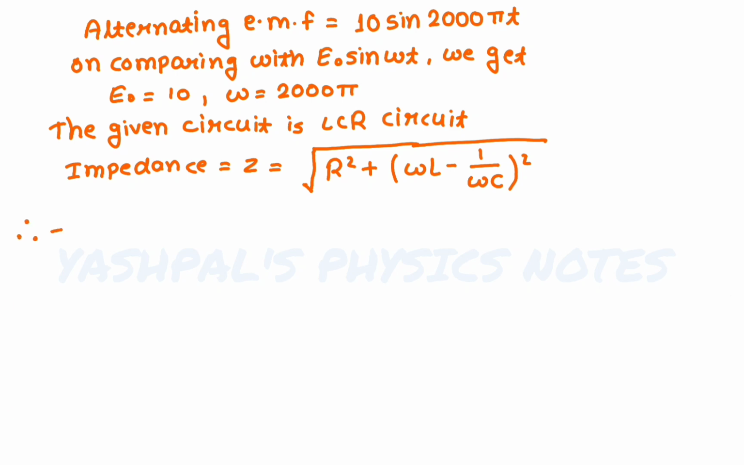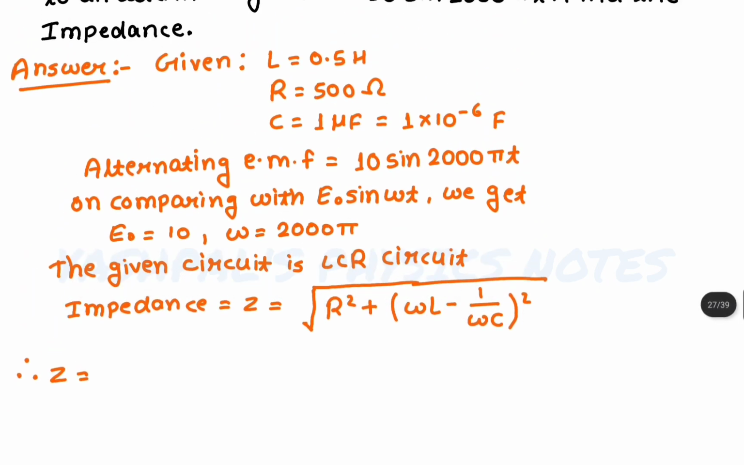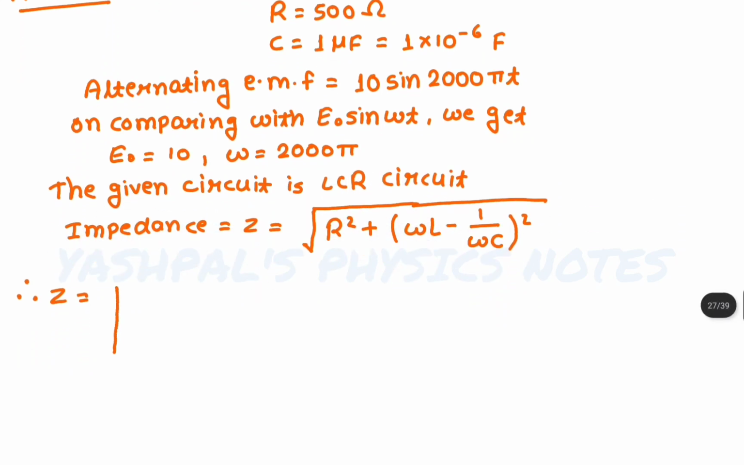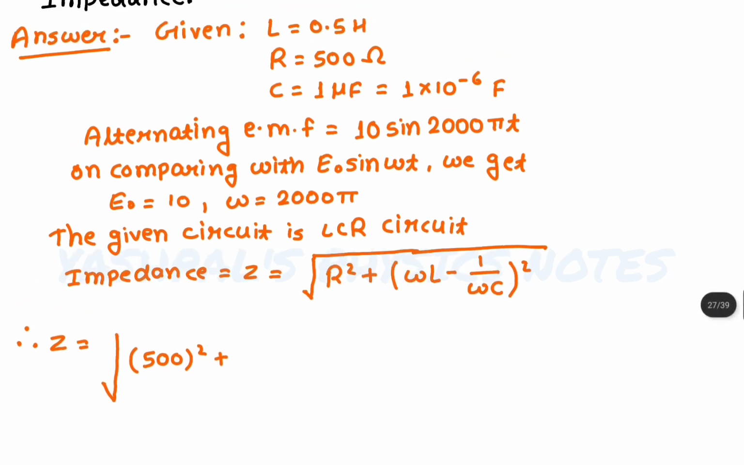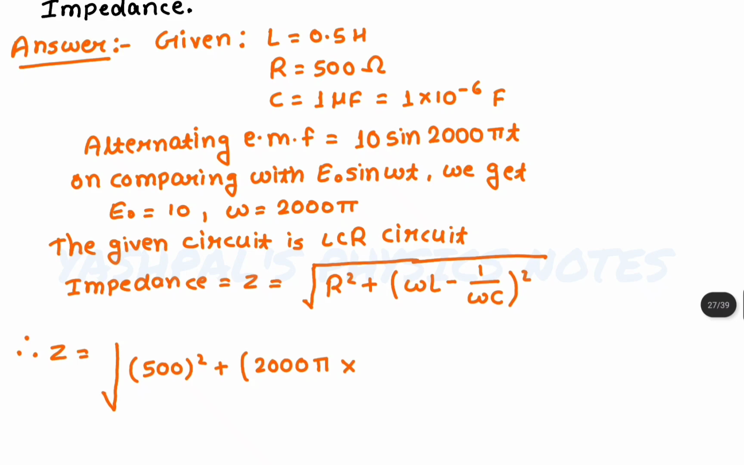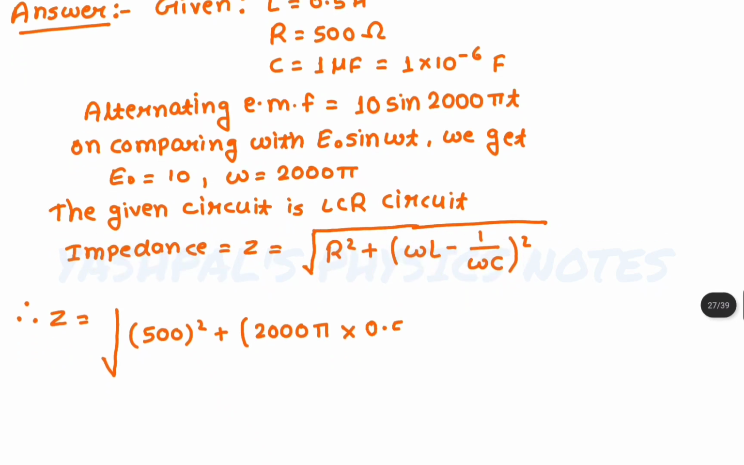So Z is equal to, from our given data, the value of R is 500 ohm. So this is under root 500 square plus, see here we have found omega by comparing with the standard EMF value. The value of omega is found to be 2000 pi into, what is the value of L? It is given as 0.5 Henry.